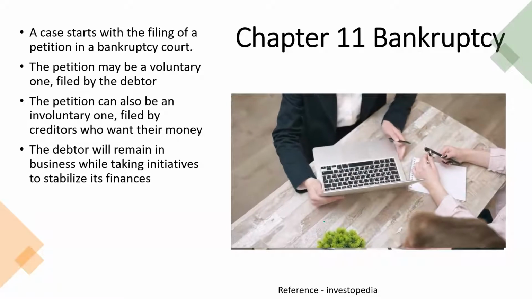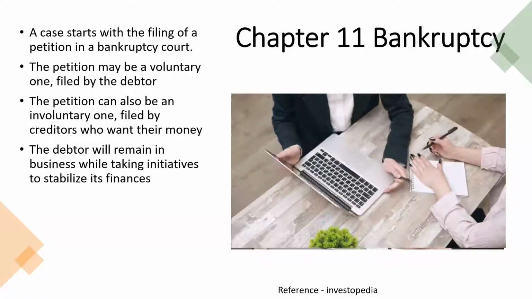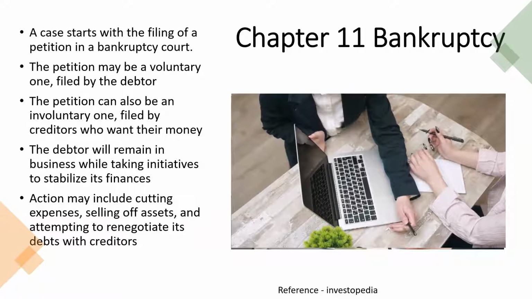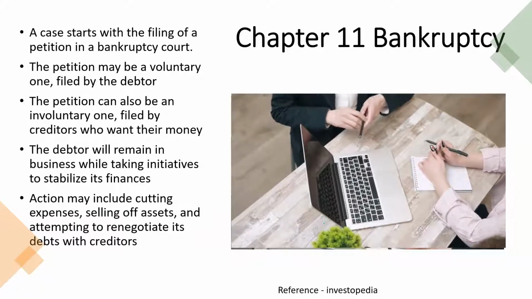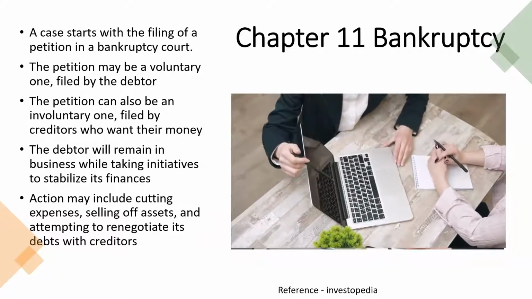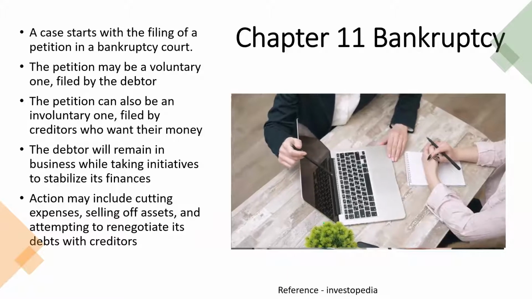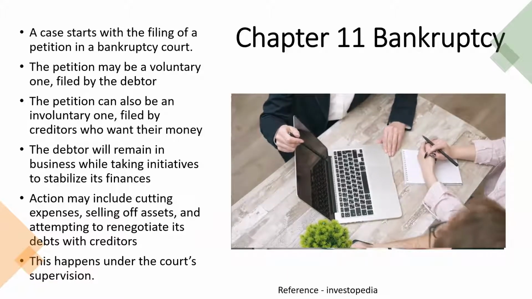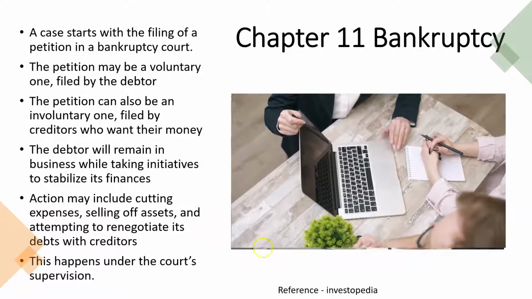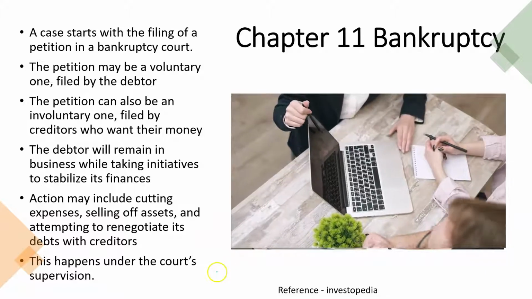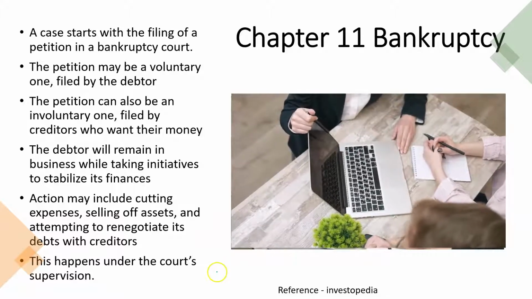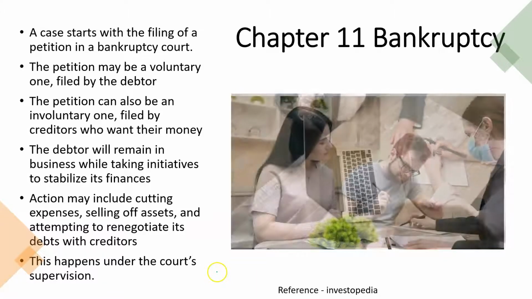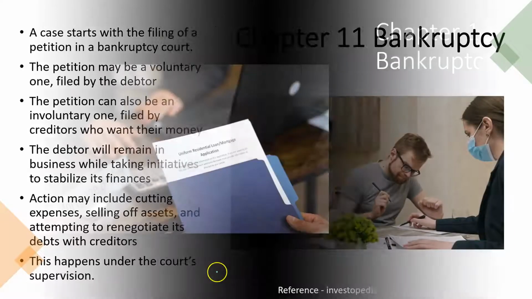The debtor will remain in business while taking initiatives to stabilize its finances. Actions may include cutting expenses, selling off assets, and attempting to renegotiate its debt with creditors. This happens under the court's supervision. So now you have the supervision of the court, which is trying to be that third party that's trying to reconcile between the two parties and get the finances back under control.